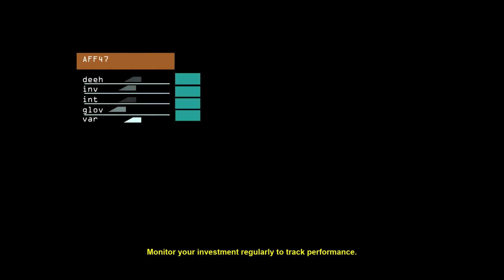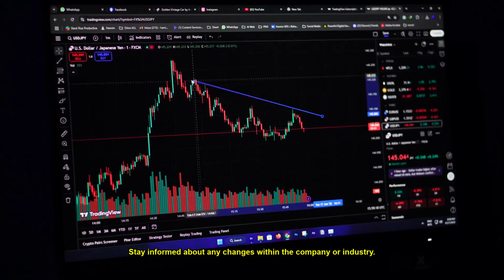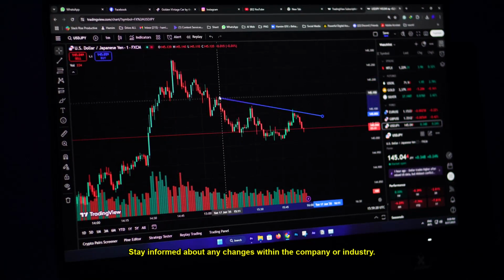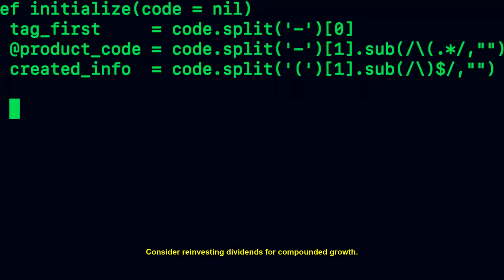Monitor your investment regularly to track performance. Stay informed about any changes within the company or industry. Consider reinvesting dividends for compounded growth.